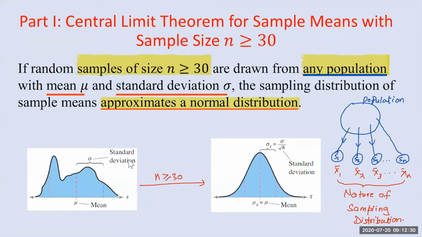From a population of any type, you draw a sample of size 30 or more, then you draw the sampling distribution of the mean. Okay, you have mean along the x-axis and you draw the distribution. This distribution will be approximately normal. That is the statement of the first part of the central limit theorem. Okay, that is your central limit theorem part 1.